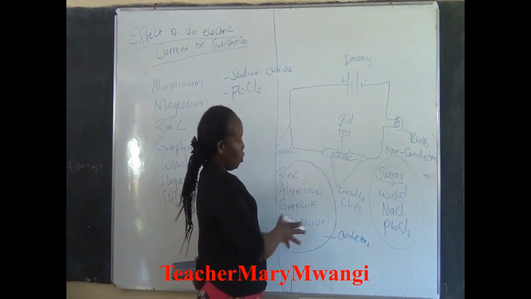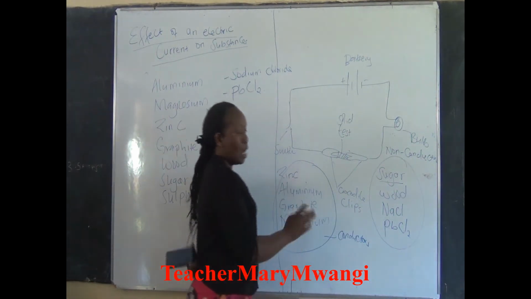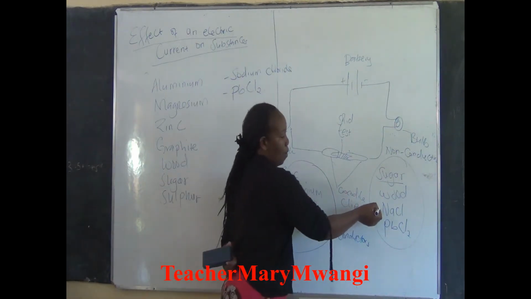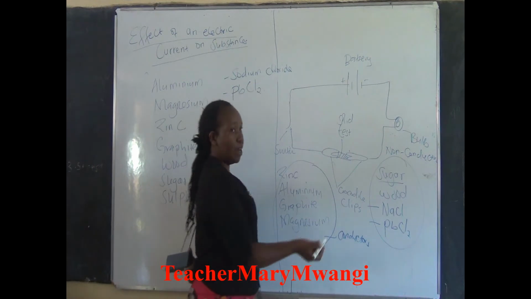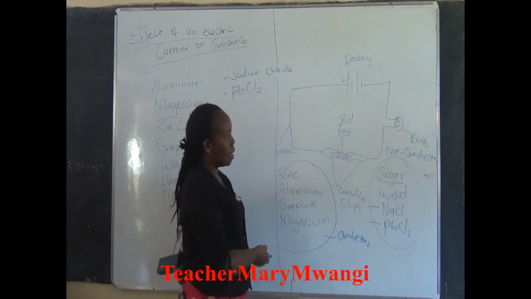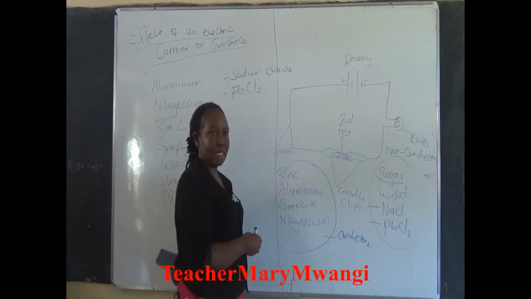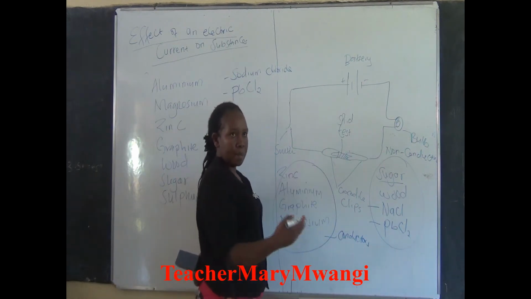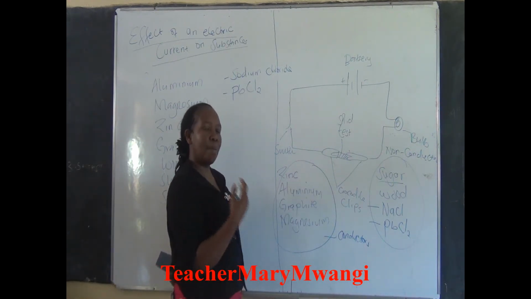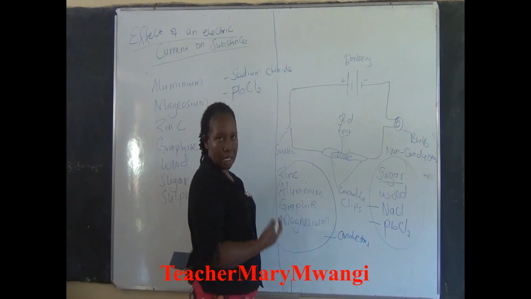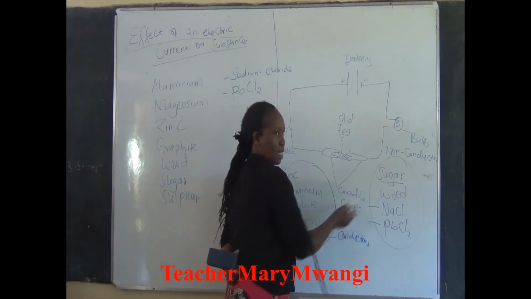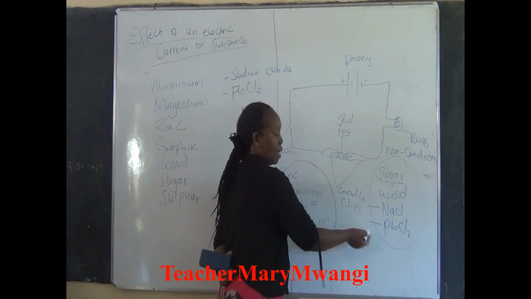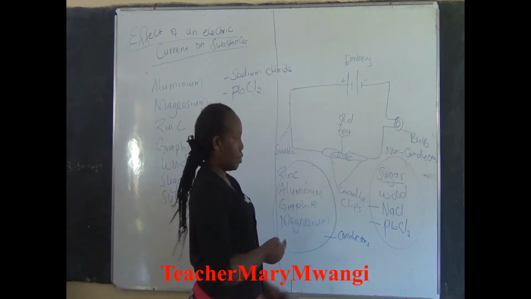Remember, we are insisting on the solid substances. Some of these substances, for example sodium chloride and lead chloride, and even lead bromide that we have not included here, will conduct electricity in a different state. Remember, we say that matter exists in three states. We have the solids, the liquids, and the gases. So in a different state, sodium chloride and lead chloride will conduct electricity.